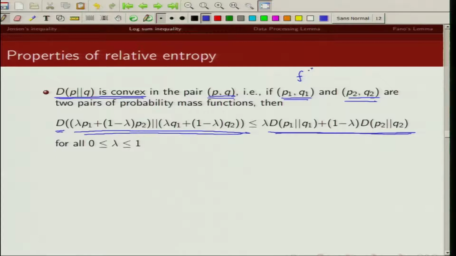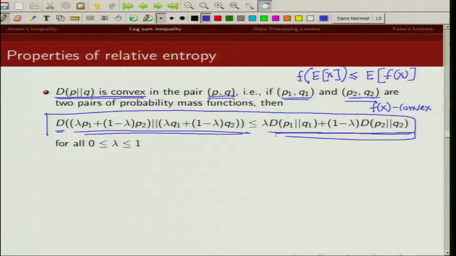When the function, we have just shown that function at expected value of x is less than or equal to expected value of function. This is for the case when f of x is convex, right? This is from Jensen's inequality. So to prove that this is a convex function, from Jensen's inequality, we have to show this result where lambda lies between 0 and 1. So let us see how we can make use of log sum inequality to prove this result.